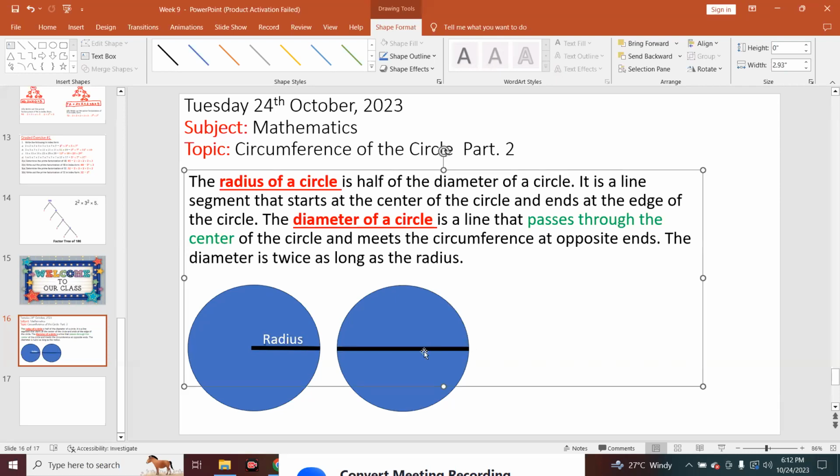If you think that this line is the circumference, then put C. If you think it's the diameter, then put D. The same line right there. If you think it's the circumference, put C. If you think it's the diameter, put D. This line right here. Is it the circumference or is it the diameter?